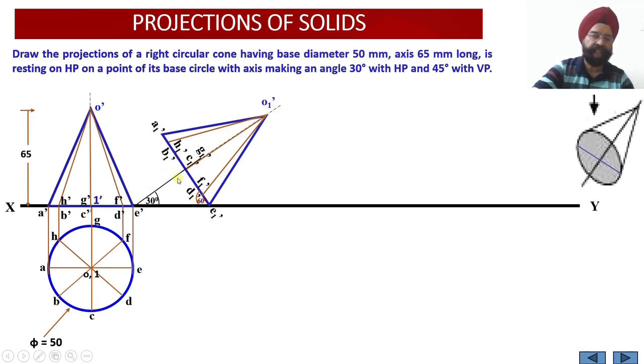Now once we extend this axis line, you can see the axis. Since the base is inclined at an angle of 60 degree, this is the right circular cone. Right circular cone means axis of the cone is at an angle of 90 degree with respect to the base. So this angle is 90 degree. This angle we have drawn as 60 degree, so automatically this angle is 30 degree. Since this is the angle which was given to us, we can see that the true length of the axis is inclined at an angle of 30 degree with respect to the horizontal plane.